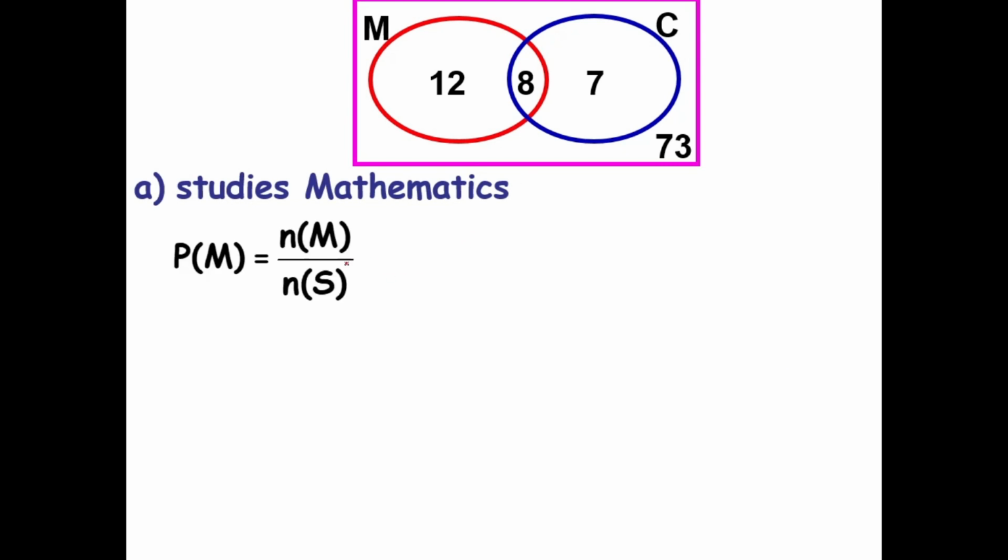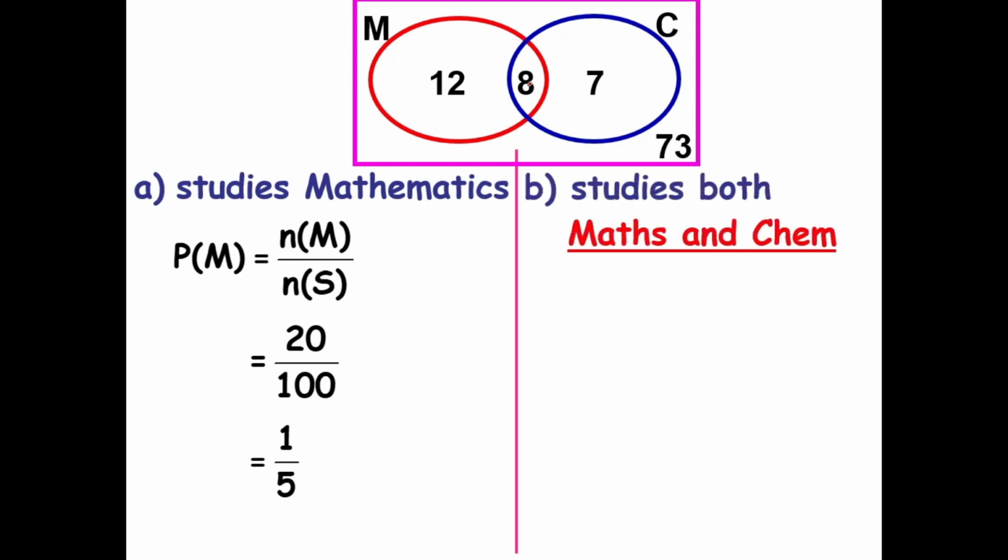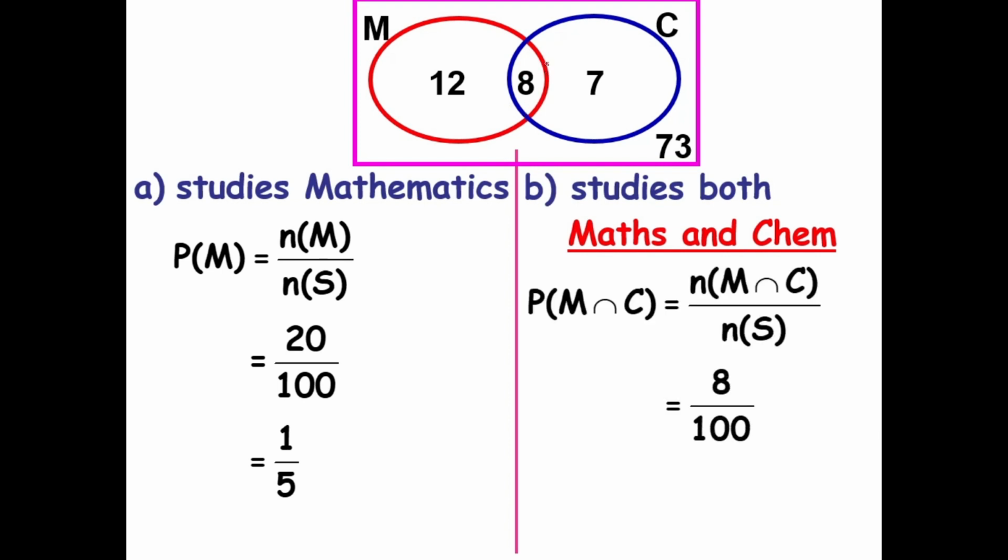Part A, find the probability that the student studies maths. So from the Venn diagram and also the probability formula n(E) over n(S), we can see that the total of students taking maths is 12 plus 8, which is 20, over 100, equal to 1 over 5. Part B, find the probability that the student studies both maths and chemistry. So we have to look at the region where both sets overlap each other, which is 8. So 8 over 100. Simplify it, we get 2 over 25.